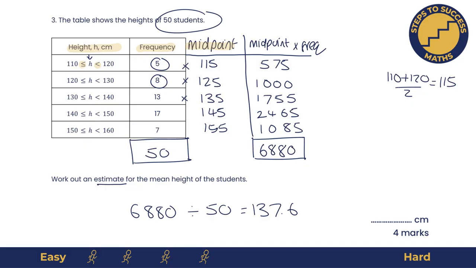Is the mean height 137.6 a sensible choice? Look at the different groups. Look where most of it is, so you can see it is a sensible choice. Always check your answer to see if it makes sense.